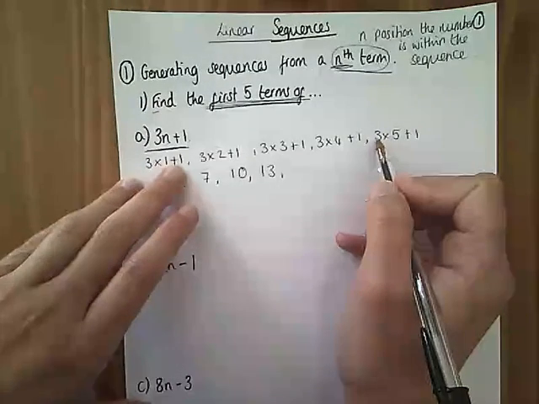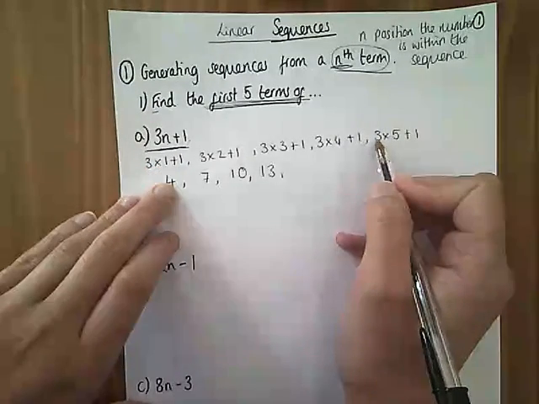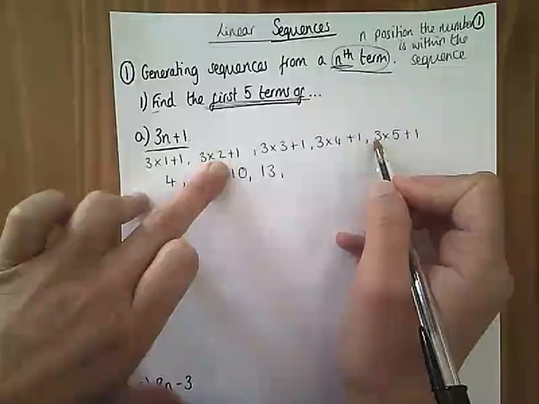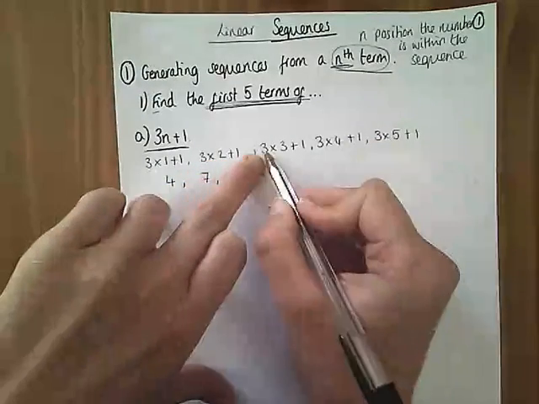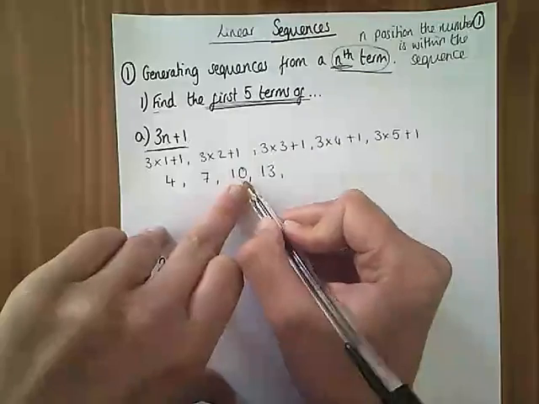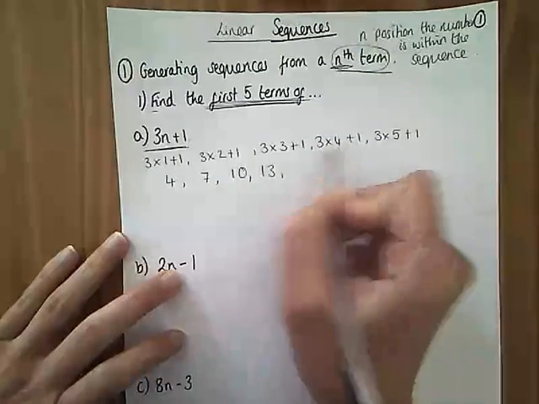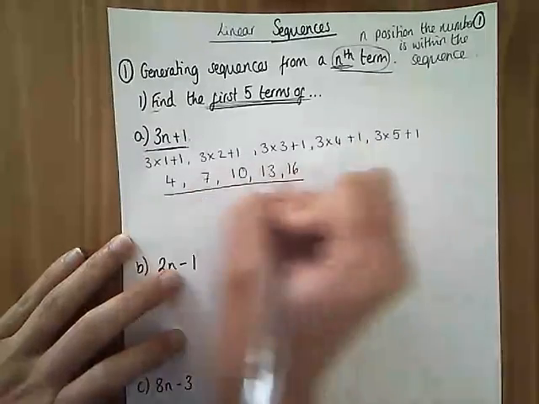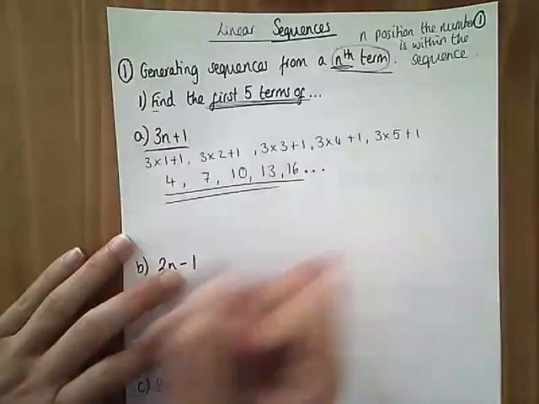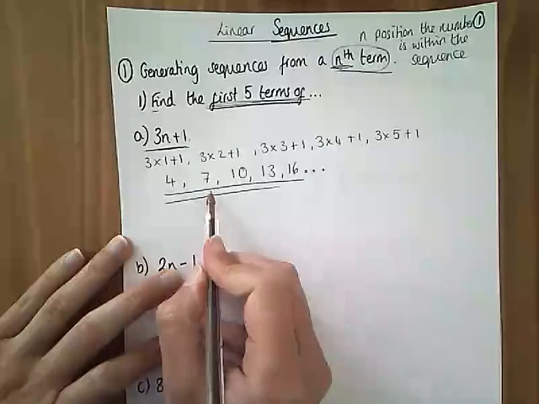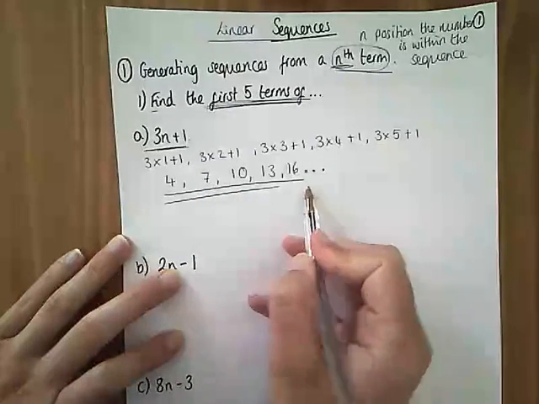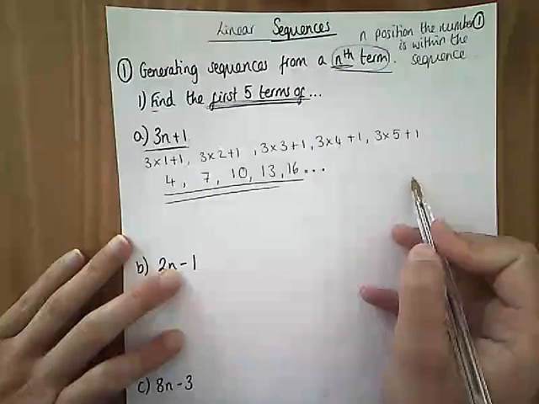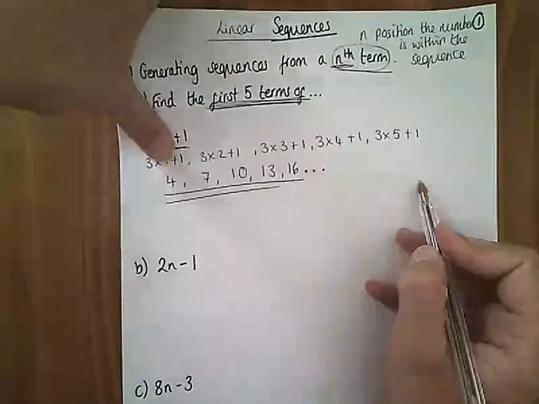So 3 times 1 plus 1: 3 times 1 is 3, plus 1, 4. 3 times 2 is 6, plus 1, 7. 3 times 3 is 9, plus 1, 10. 3 times 4 is 12, plus 1 is 13. And 3 times 5 is 15, plus 1, 16. So the first 5 terms of the sequence are 4, 7, 10, 13, 16. And the sequence could carry on. Okay? Right, so same here.